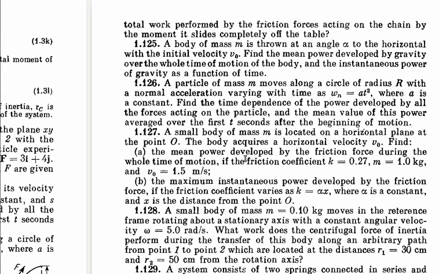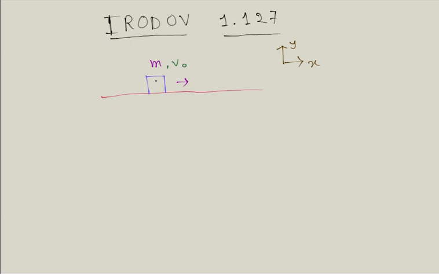For that we will have to calculate the total work done by the friction force, and then we will have to divide that by the total time of motion. The friction coefficient is k, mass is m, and initial velocity is v0. So there is a body of mass m which is moving with initial velocity v0, and let's say it is moving in the plus x direction.